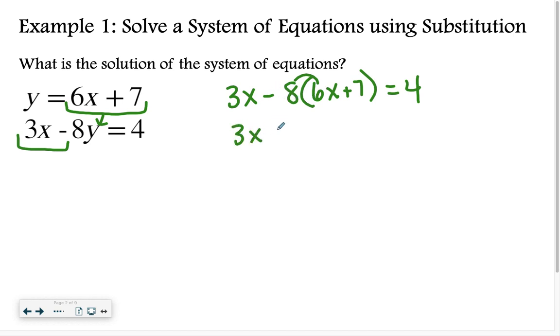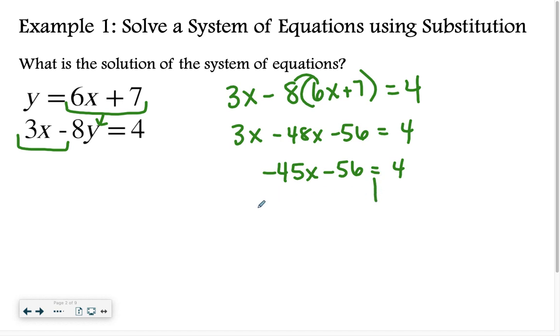Negative 8 times 6x is minus 48x. Then negative 8 times 7 is minus 56 equals 4. I'm going to combine my like terms, so I have 3x minus 48x. It's a negative 45x minus 56 equals 4. And then I'm going to solve it just like I've practiced solving equations all year.